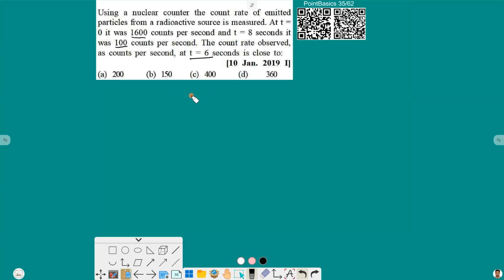So we can write that R_t is equal to R node e raised to power minus lambda t. So this will be 100 is equal to 1600 e raised to power minus 8 lambda. From this, 1 by 16 is equal to e raised to power minus 8 lambda. And from this, ln of 16 is basically equal to 8 lambda. Now we have to find out the count rate at t equal to 6. So for that, again using the same equation, R at 6 will be equal to R node e raised to power minus 6 lambda.